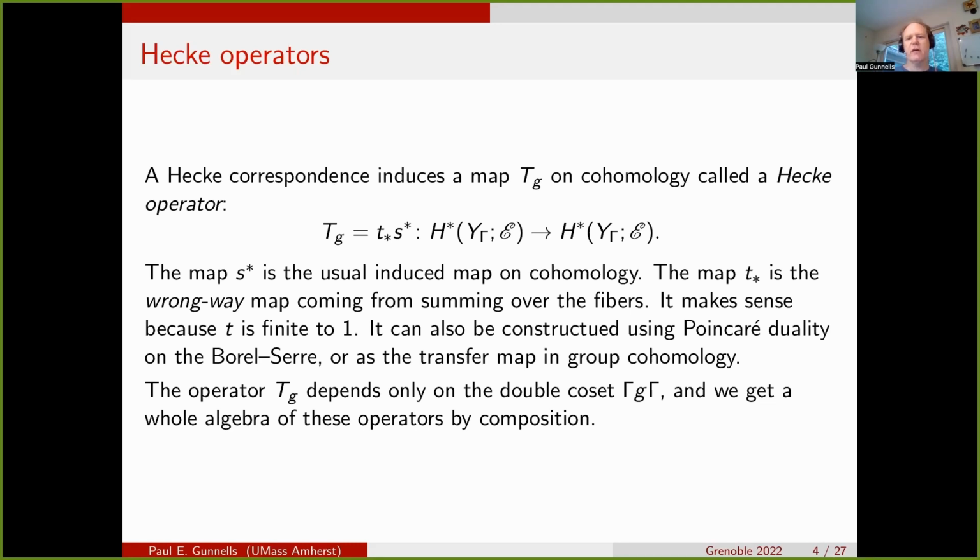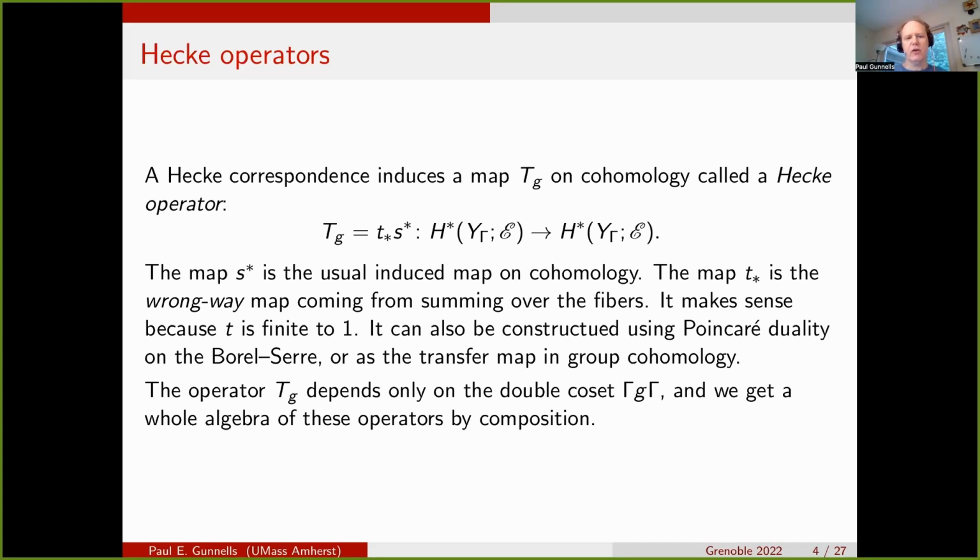The map T star is not something that you normally have in cohomology because it's going the wrong way, but because we have this finite index case, we can make this work, okay? Because it's finite to 1. If you want to think about it in terms of group cohomology, it's the transfer map, or you could also construct it using Poincare duality. Go over to homology, and then you have a map going the way you want, and then you go back using duality. But in any case, we can make this operator that's a self map on the cohomology.